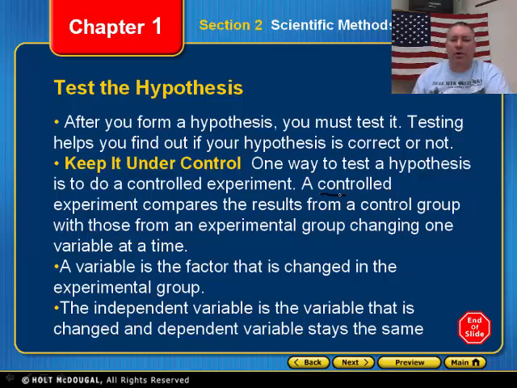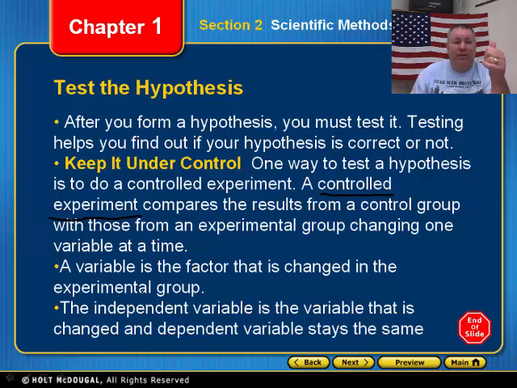So when we talk about a controlled experiment, what we're talking about is an experiment that changes one variable at a time to make sure that one variable is what caused the change. All right. So a variable, in case you don't know, in science is a little bit different than in math. A variable is the fact that it's changed in the experimental group. Now, there's two types of variables. You have the independent variable and you have the dependent variable.